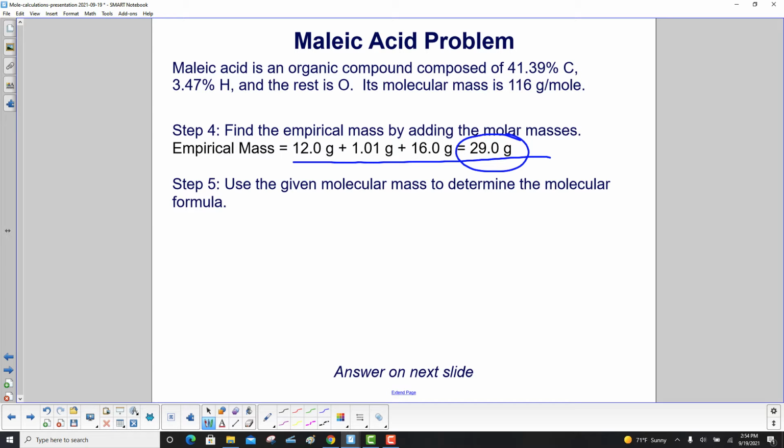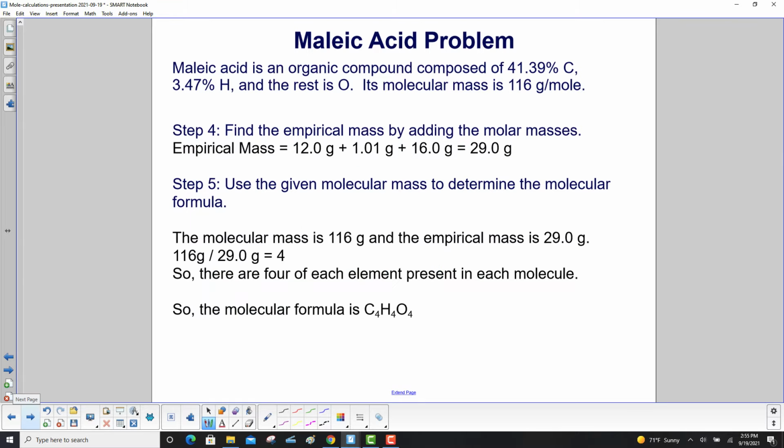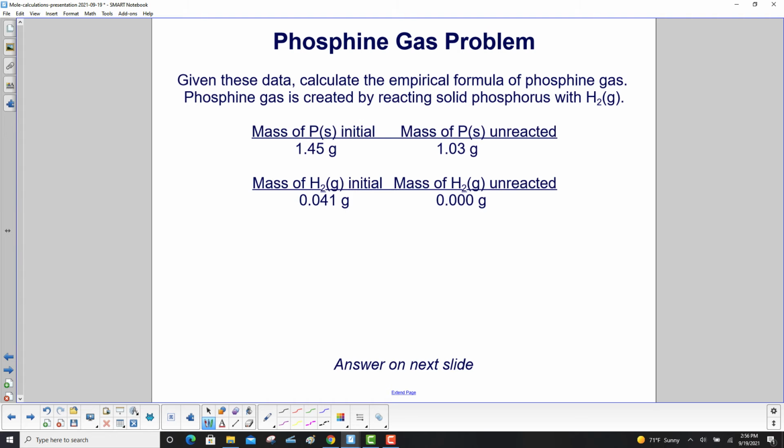Step 5. Use the given molecular mass to determine the molecular formula. The molecular mass is 116 grams, and the empirical mass is 29.0 grams. So you divide the molecular mass by the empirical mass, and you get 4. That means there are 4 of each element present in each molecule. So the molecular formula is C4H4O4.